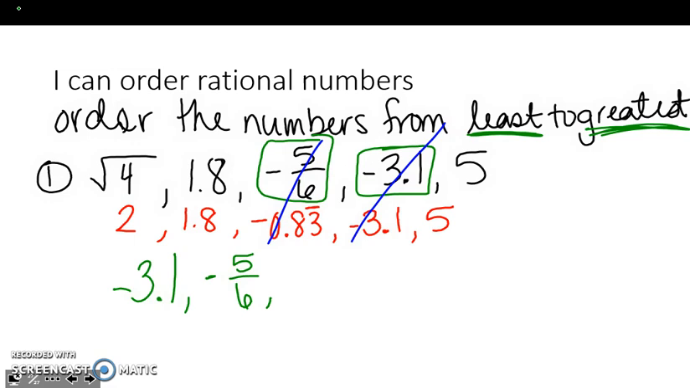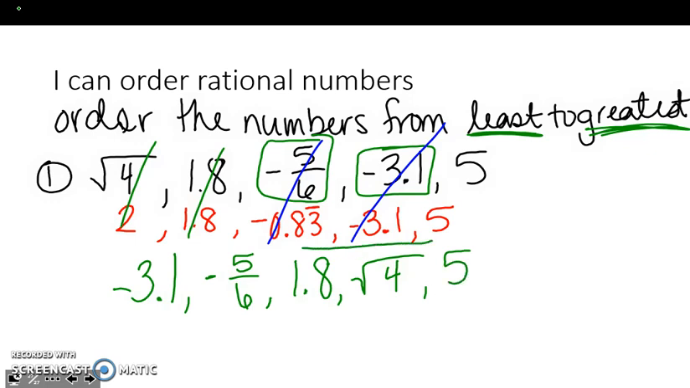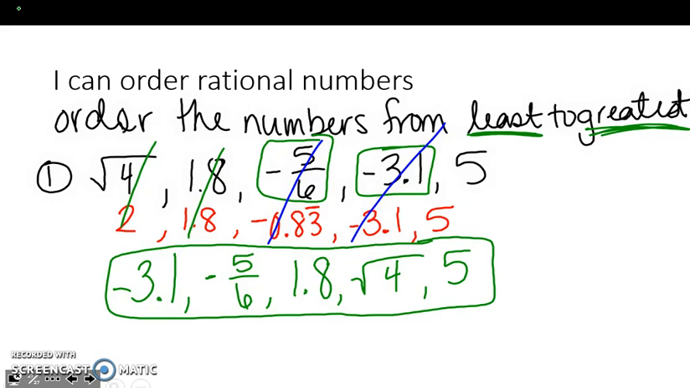So now we have positive numbers. We have 1.8, we have 2, and we have 5. Hopefully you know that 1.8 would come next. And then 2 would come after that, but 2 is really the square root of 4. And then 5 would be last. So this is our final answer. Those are those numbers ordered from least to greatest.